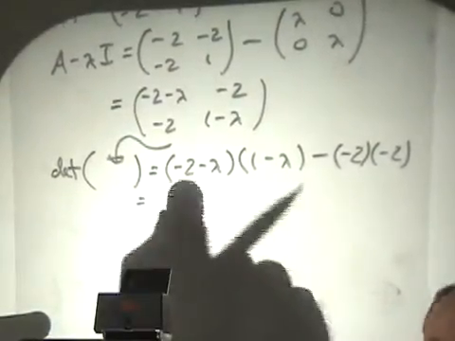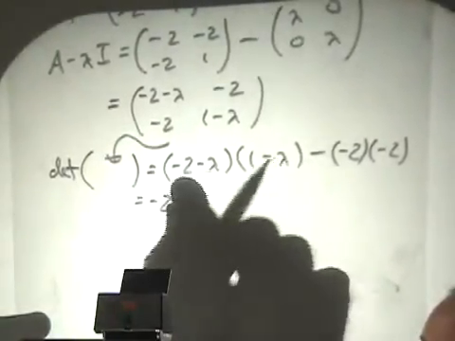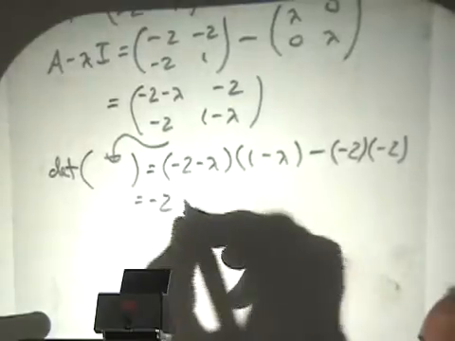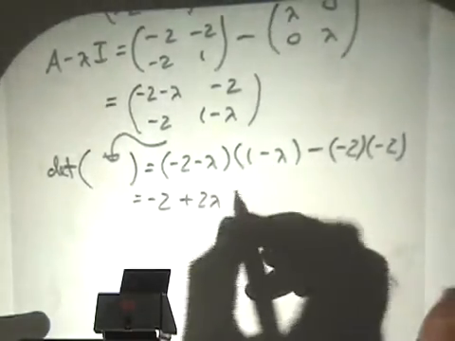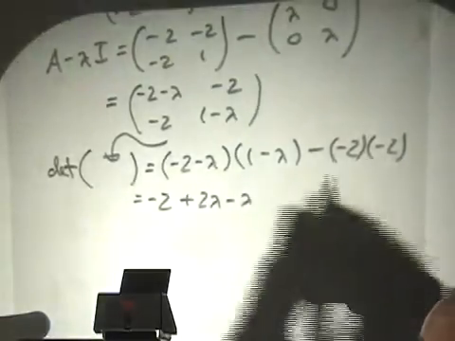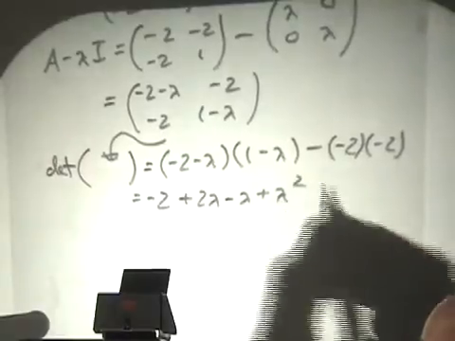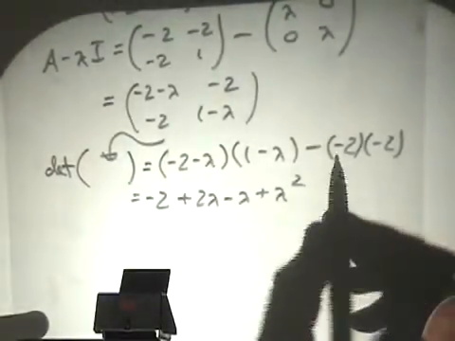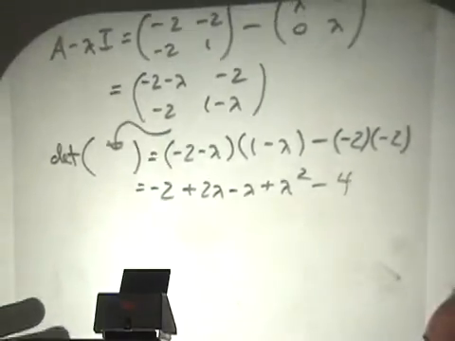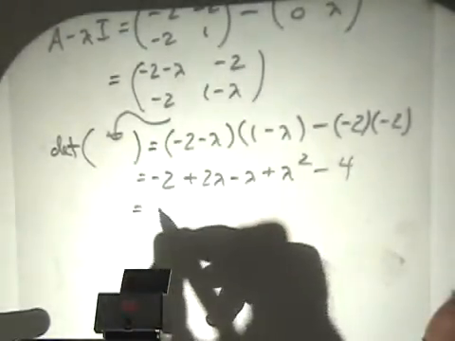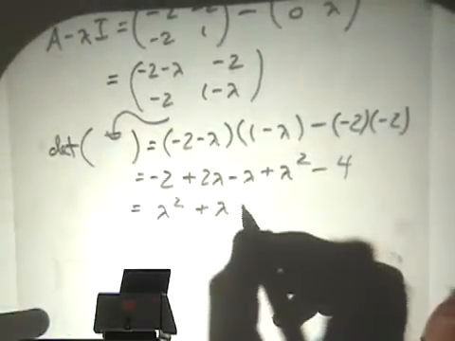Let's see, for this part I'm going to FOIL it out. I've got -2 times 1 is -2. -2 times minus lambda is +2 lambda. Negative lambda times 1 is minus lambda, and then a negative lambda times negative lambda is plus lambda squared. Don't forget about this part. We've got 3 minuses, still giving us a -4. So what we get is a quadratic equation in the unknown lambda.